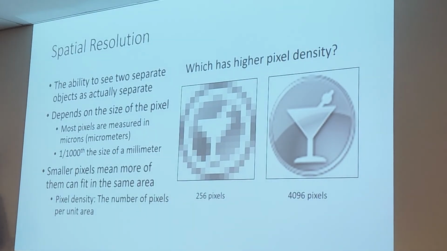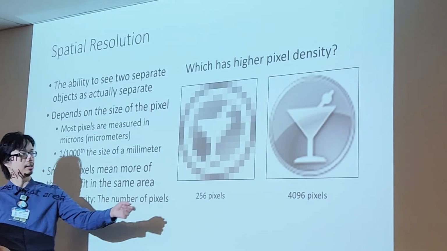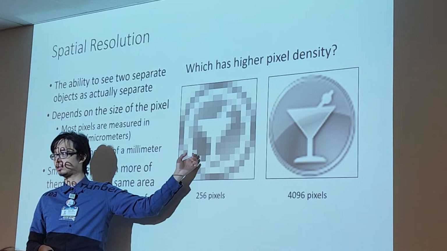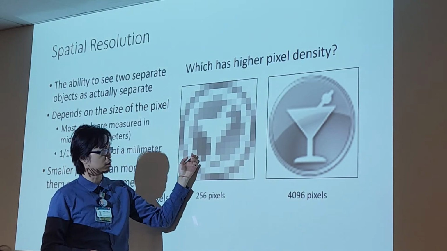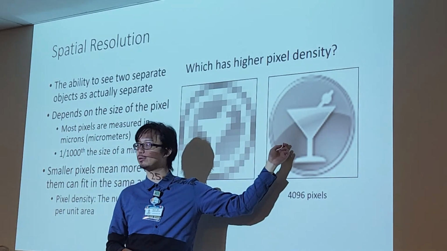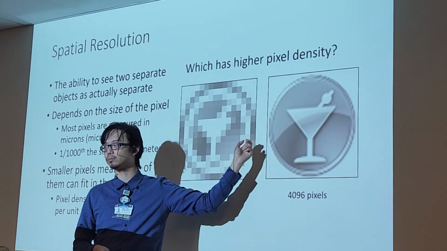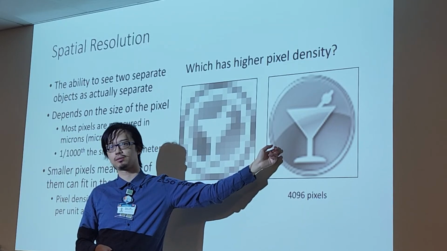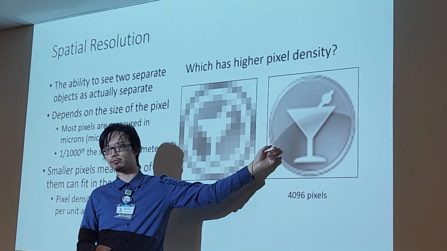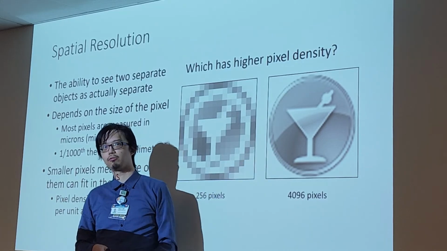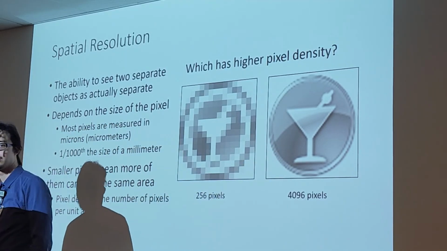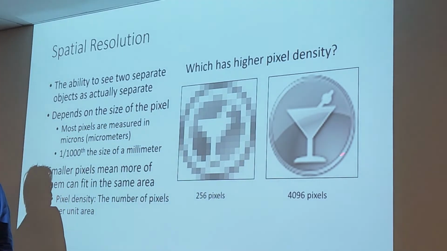And the more stuff we have in terms of pixels, the more pixels we have, the better our spatial resolution, the more clear the image will look. So over here, I crammed 256 pixels into the square. Over here, I crammed about 4,100 pixels into the square. Which image looks more clear? Which one can you see more details in? The right one. The one with more pixels.